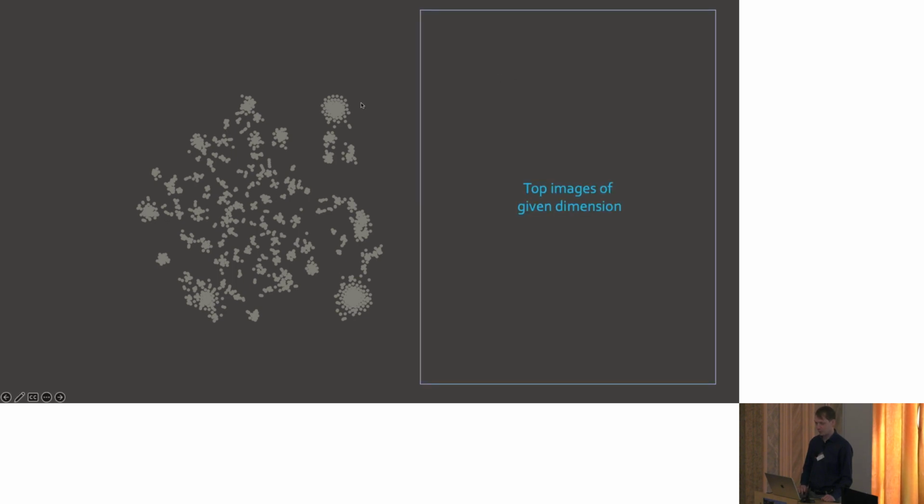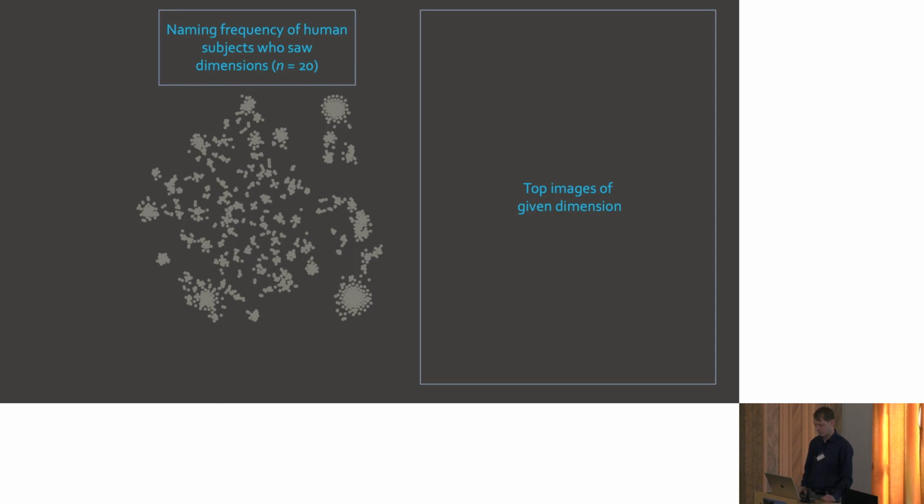Okay, but the actual question is, are these dimensions interpretable? Can we actually do something useful with these dimensions? What I want to show you next is, for a given dimension, the images that have the highest weight in that dimension. These are the images most representative, if you want, of that dimension. We also asked 20 participants to name the dimensions, so we have word clouds for how often they named different words. And then I'm going to plot the weights of those dimensions in this plot here.